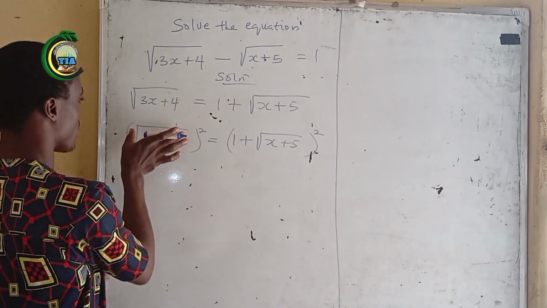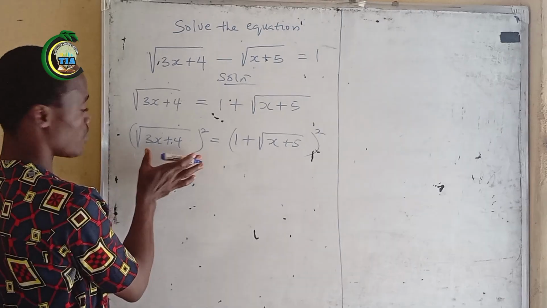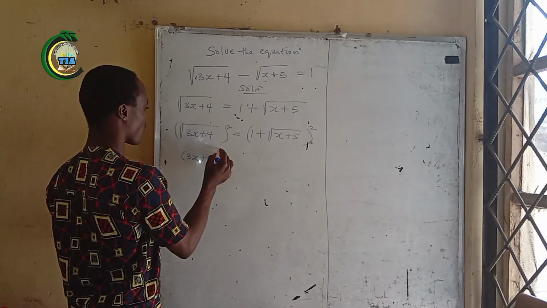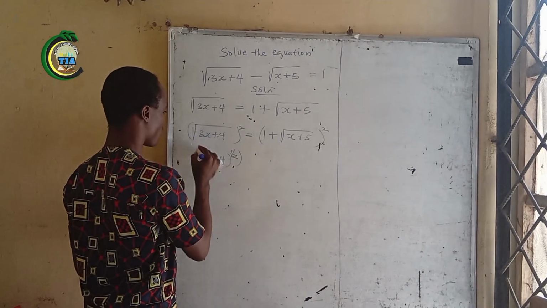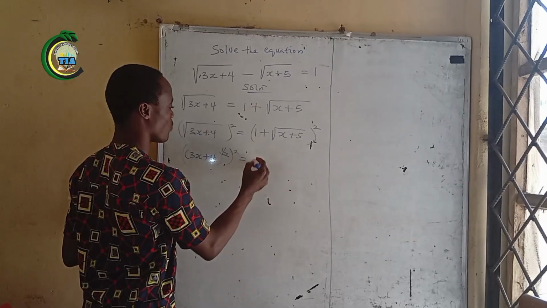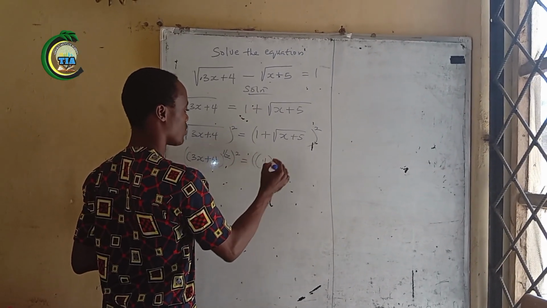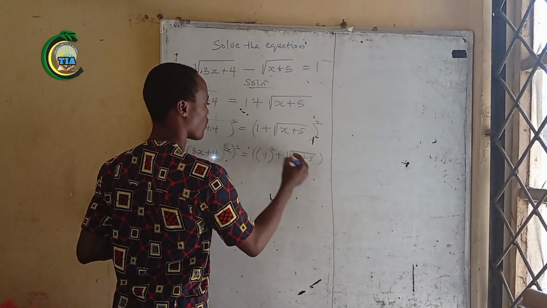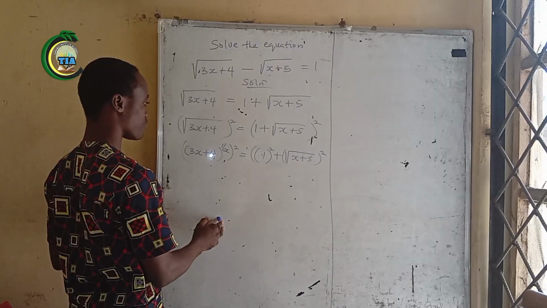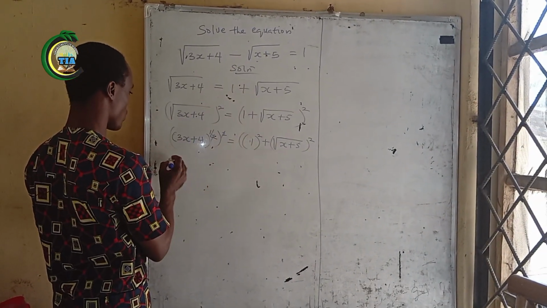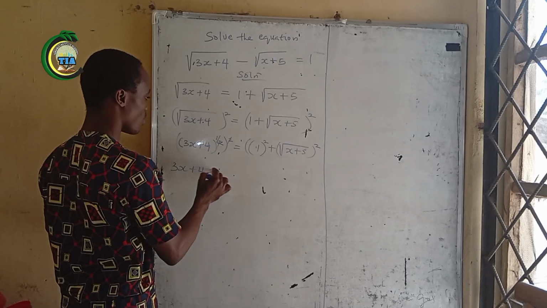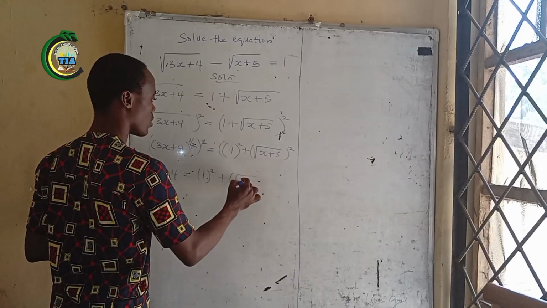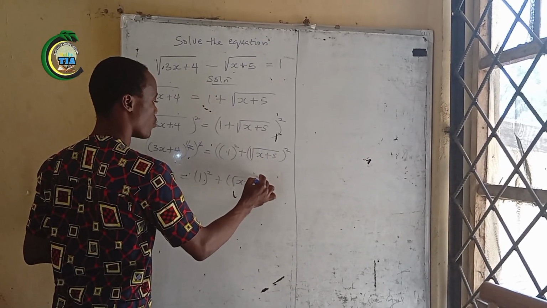Now, you know that this particular one can be written as 3x plus 4 all raised to power 1 over 2 all raised to power 2 is equal to 1 square plus root x plus 5 all raised to power 2. Then these two, we cancel these two. We are left with 3x plus 4 is equal to 1 square plus root x plus 5 all raised to power 2.